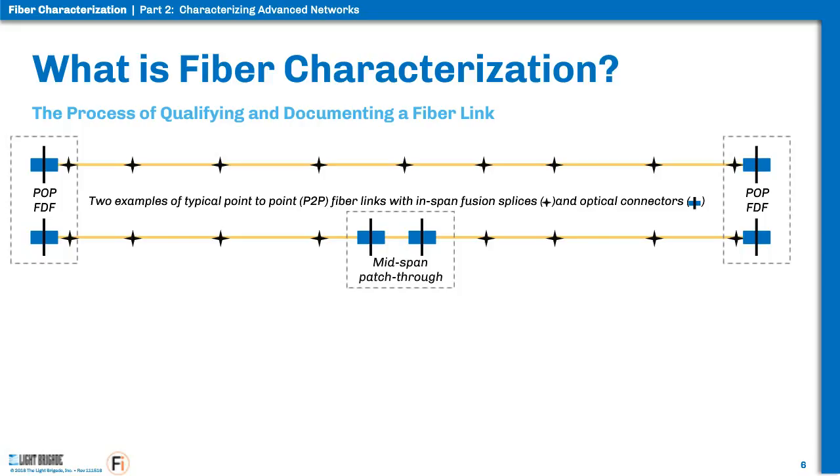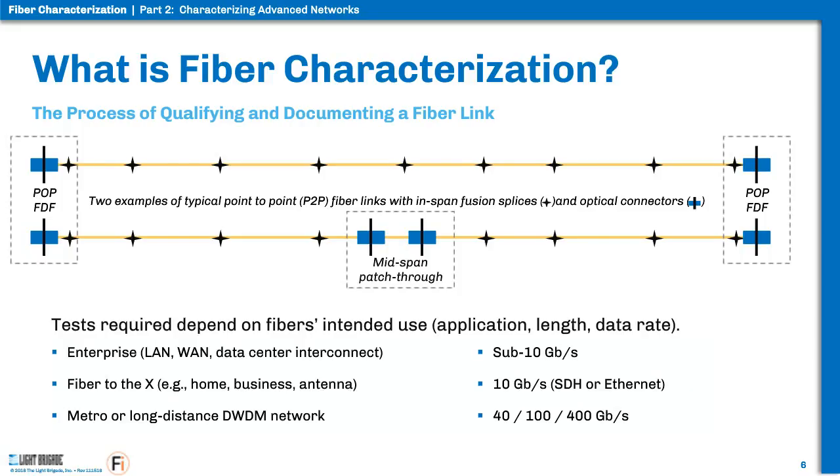It depends on what your network is. We have a lot of different networks of different types. So you define the fiber characterization requirements based on the application, the type of network that you're dealing with: enterprise, fiber to the X, it could be a DWDM network, just a simple point-to-point, or even a CWDM network. So what exactly is required to qualify those networks to make them work properly?